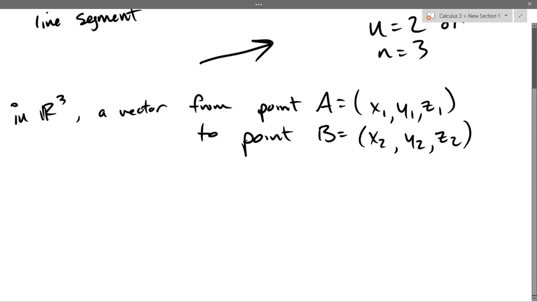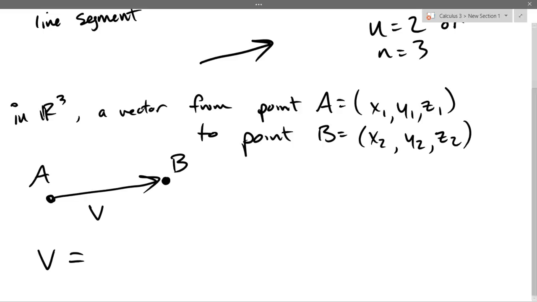So a vector from A to B, it's easy to draw. If I knew where A and B were, we'll just pretend here's A and here's B. We'll call the vector V for vector. How do I get this vector V from A and B? Oh, we did this in pre-calculus class, too. That would give me the length or the magnitude of the vector. Could be useful. How do we get the vector itself?